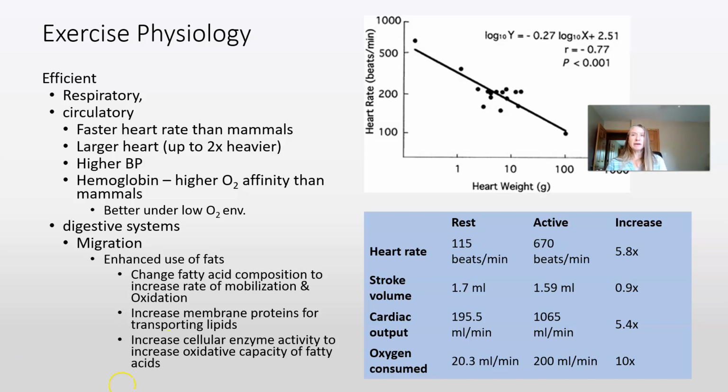So during migration, they have this ability to use fats more efficiently. They can actually change the fatty acid composition to increase the rate of mobilization and how that fat is oxidized. They can increase the membrane proteins for transporting lipids, so again, increased efficiency at utilizing these lipids. They can also increase the cellular enzyme activity to increase the oxidative capacity of fatty acids. So there's a whole lot of physiology underneath all of those statements, which we're not going to get into.